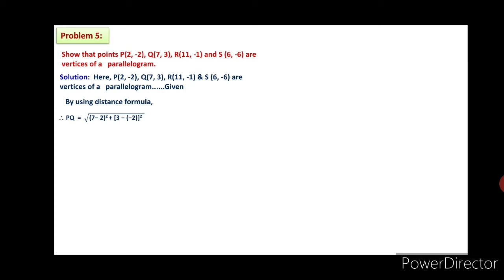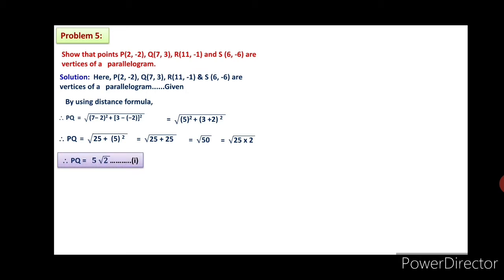Let us find out first the distance PQ, or the length of PQ. PQ is the side of a parallelogram. Now PQ is equal to the square root of, by the distance formula, (7 minus 2) squared plus (3 minus of minus 2) squared. Therefore you will get the root of (7 minus 2 is 5) squared plus (3 plus 2) squared. So 5 squared is 25, again 3 plus 2 is 5 squared. So you are getting the root of 25 plus 25, that is root of 50. This root of 50 is nothing but 25 into 2. Therefore PQ is equal to 5 root 2.